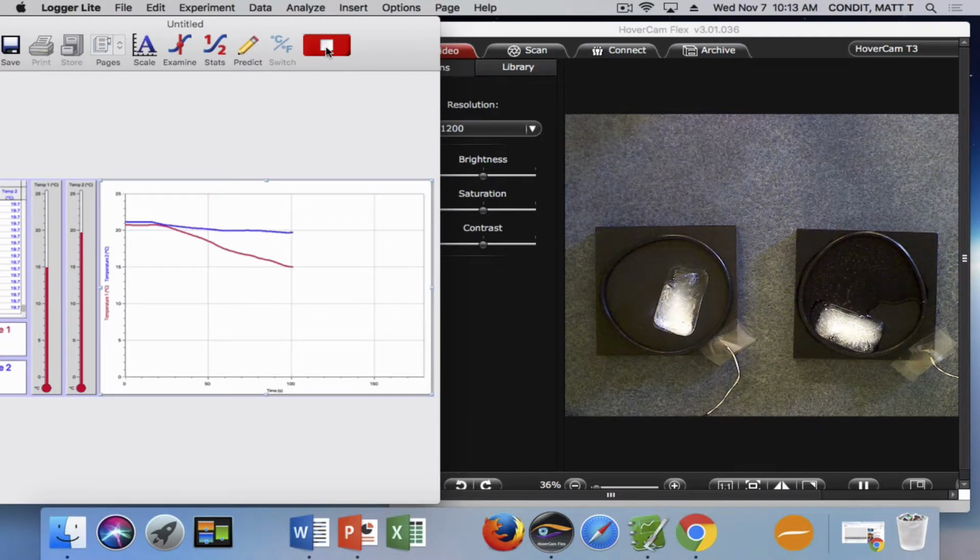The ice cube on the left is on an insulator. It can't move its heat very easily. You can see the blue line has maybe dropped just a little bit, but it is not able to move its heat into the ice cube nearly as quickly or as well, because it's an insulator.